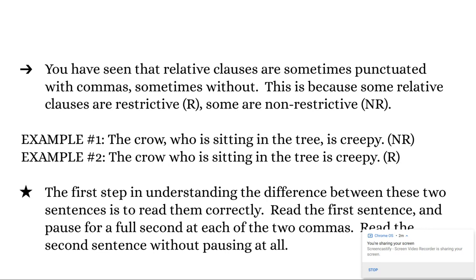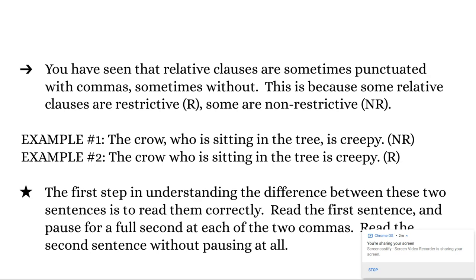But so here are 2 examples. The step in understanding the difference between these 2 sentences is simply to read them correctly. Listen to how I read them, and then we'll talk about what I did. So example 1 says, the crow, who is sitting in the tree, is creepy. And then example 2 says, the crow who's sitting in the tree is creepy. So notice that I had that NR next to example 1 and that R next to example 2. NR, once again, just means non-restrictive.